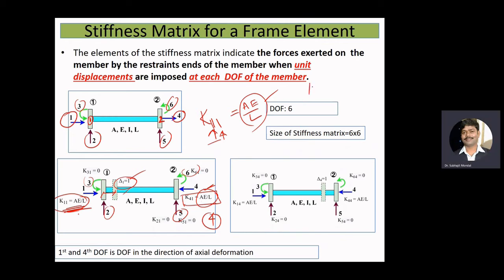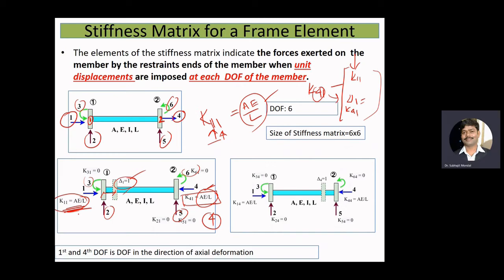Now here K41 is basically the force that is developing at the 4th degree of freedom due to unit displacement at the 1st degree of freedom. That is your K41. Okay, now here we can see we have obtained the first column of our frame problem. So here we'll have some value K11, and at the 4th degree of freedom we'll have K41. Okay, so we know the stiffness is the force required for unit displacement.